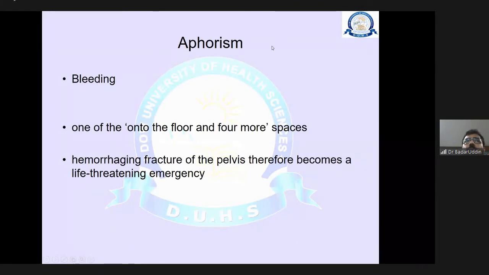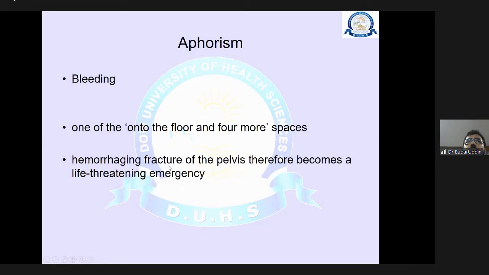So whenever you see a suspected patient in shock and trauma, you should remember this aphorism: one on the floor and four more spaces. It means somebody has open trauma, so blood will leak onto the floor, and you have to look at four more spaces that may contain blood, like the thorax, abdomen, pelvis, and the limb, closed limb injury. So one on the floor means open injury. Four more closed spaces means you have chest, abdomen, pelvis, and closed fractures.